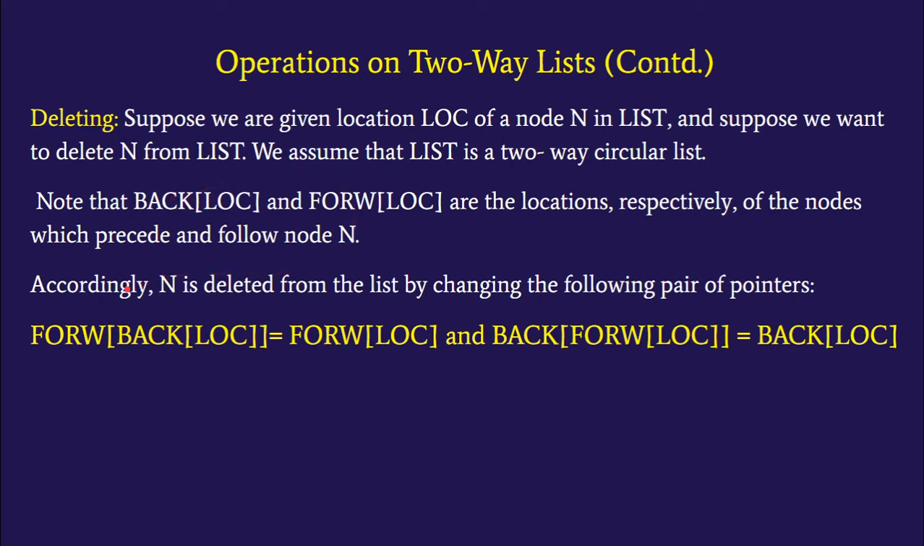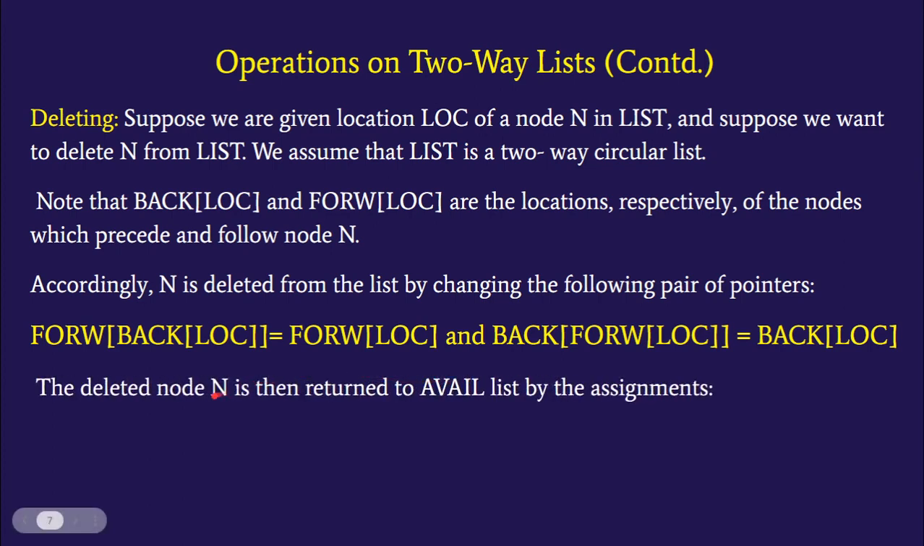In order to disconnect those pointers, this line of statement is used. Forward of backward of LOC is equal to forward of LOC, because we are removing the back pointer. Likewise, back of forward of LOC is equal to back of LOC. That means we are removing the forward pointer. So we are removing both the backward and forward pointers in order to remove any data from the doubly linked list. And then the deleted node N is returned to the avail list.